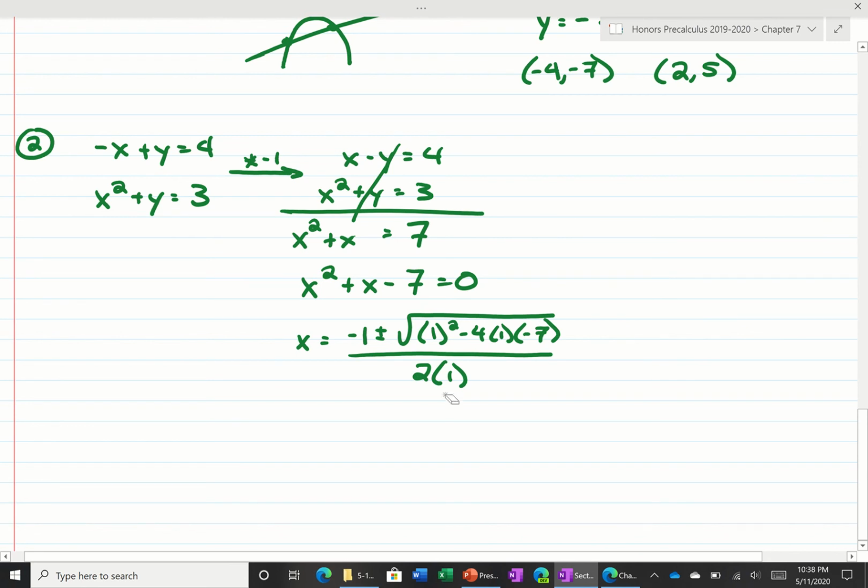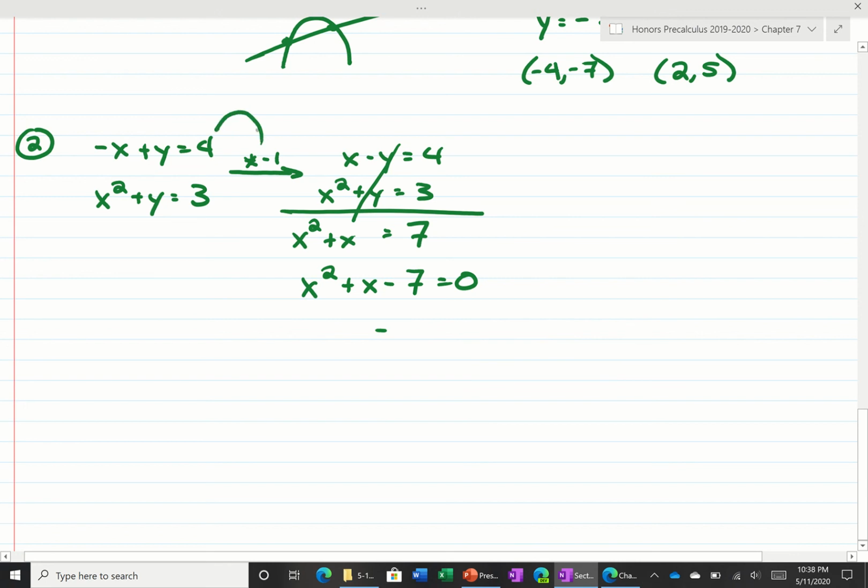And actually, you know what? I just noticed I made a mistake here, so let me back up a little bit. When you multiply by negative 1, make sure you multiply everything by the negative 1. So this should be negative 4. So negative 4 plus 3 is negative 1. And if you bring that over, that becomes positive 1. All right, well, that still doesn't factor, so let's go ahead and use our quadratic formula.